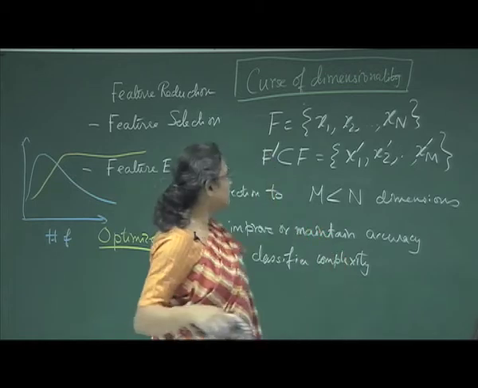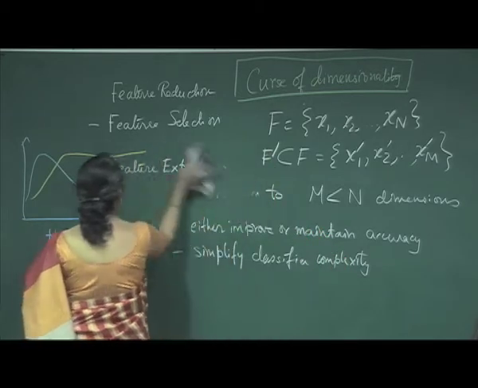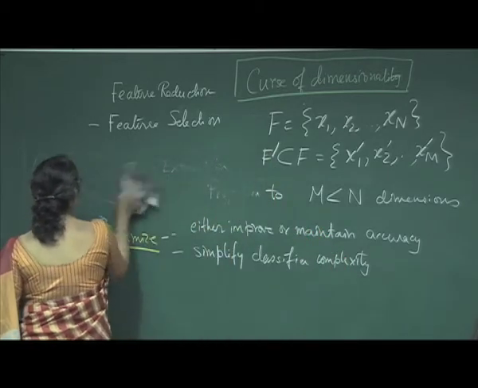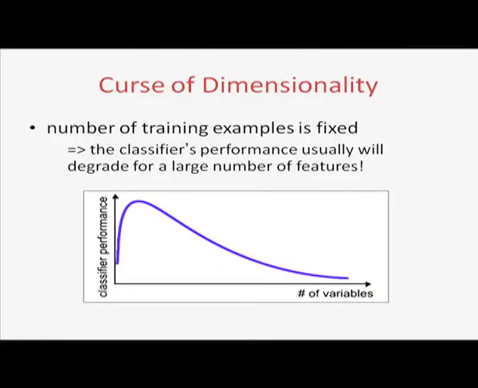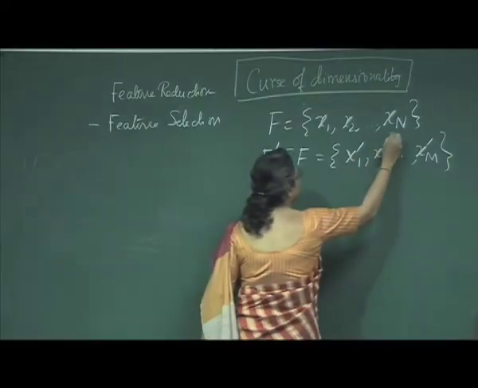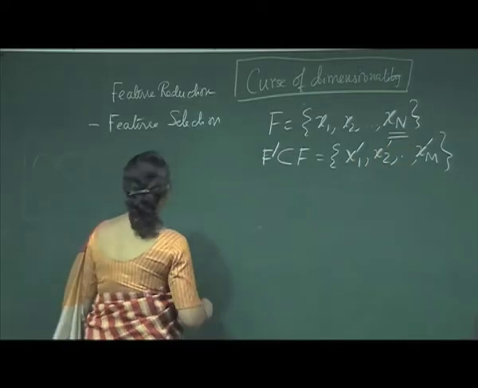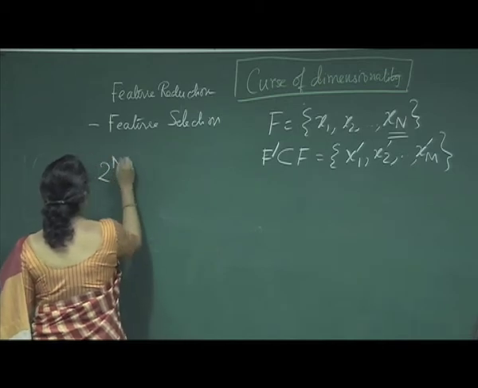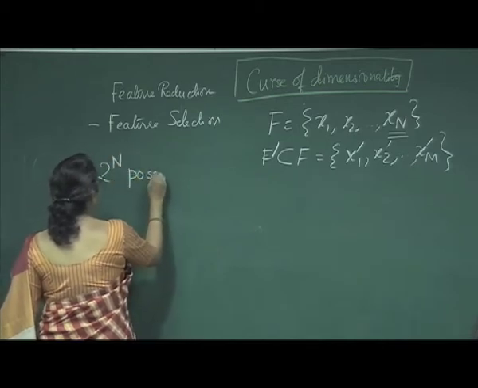Now we said that in feature selection, we want to select a subset of the original feature set. Now let us see how we can select that subset. If we have n features, the number of subsets possible is 2 to the power n.